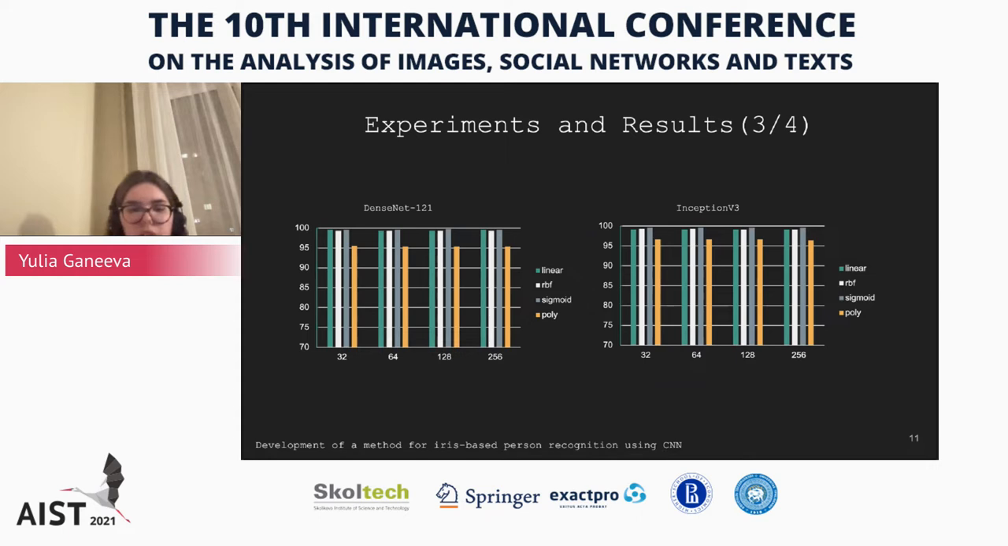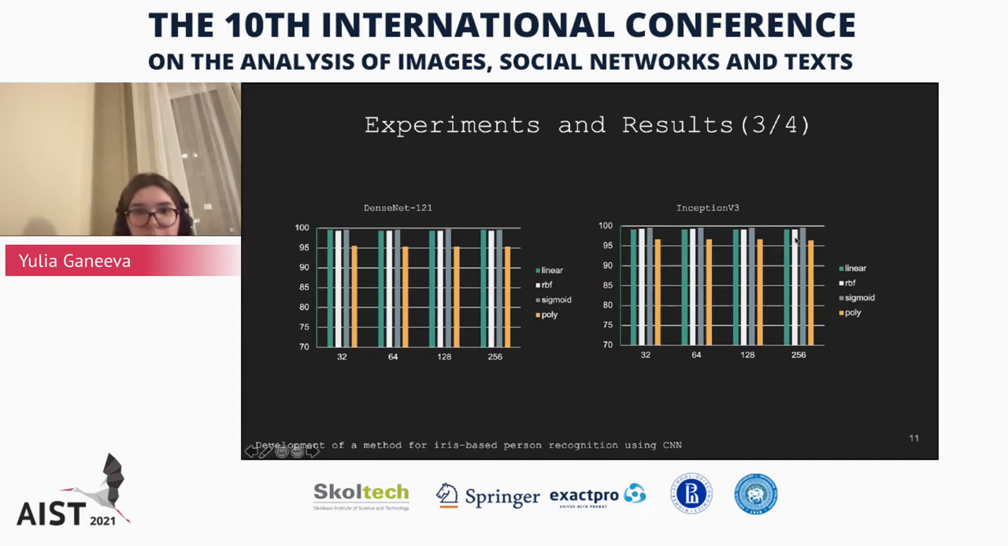Considering the neural network method for feature extraction, we modified pre-trained neural networks of the Inception V3 architecture and DenseNet 121. The procedure for these techniques was the following. Normalization of the original images by the Daugman method with Inception V3. Feature extraction using the pre-trained model for iris classification, and applying the dimensionality reduction method, we get this result.